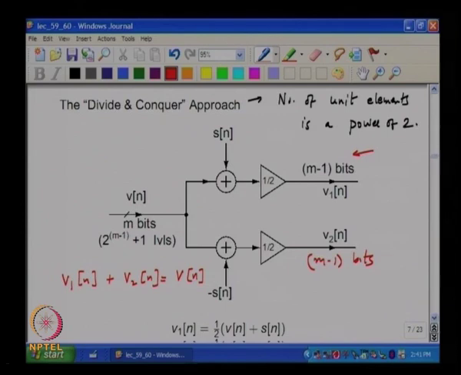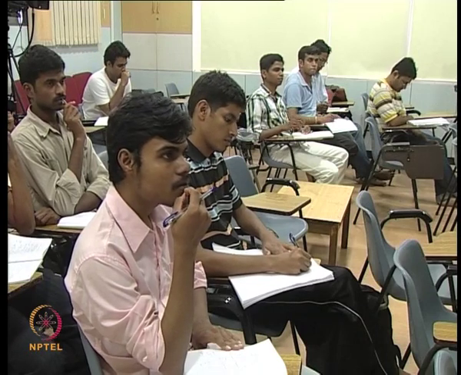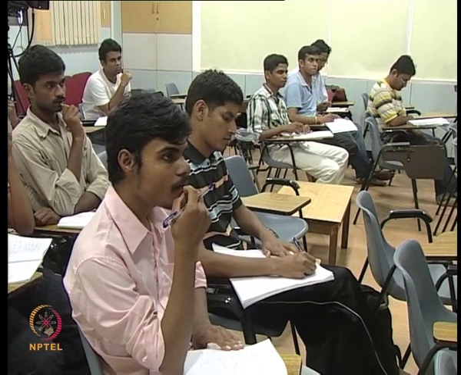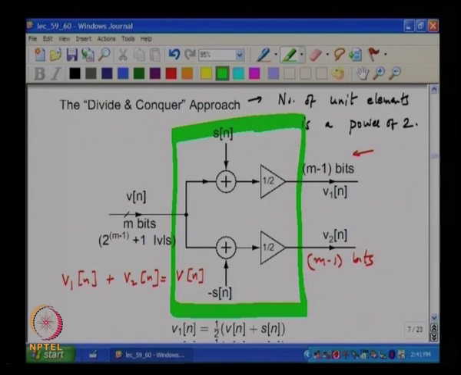Pardon? No. Okay, forget about what is there inside this box right now. What I am trying to do is to split this sequence V of n into two sequences V1 and V2. Each of these sequences V1 and V2 occupies m minus 1 bits.